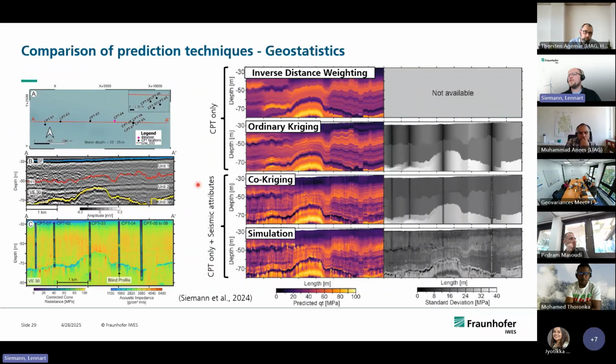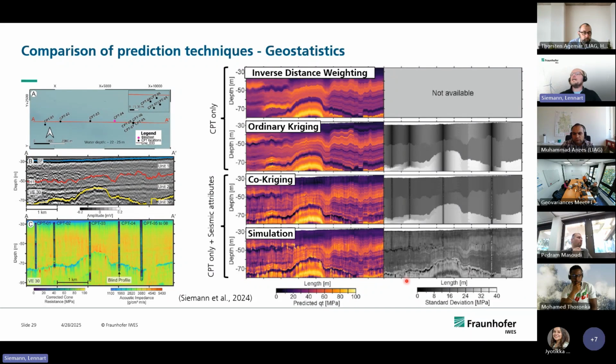And yeah, you can see some results. This is a direct comparison of the different methods. You can see this is CPT only. This is CPT plus seismic attribute. We have here the best estimate being displayed as a cone resistance, or the corrected cone resistance. And here we have a standard deviation. We see here simply the inverse distance weighting method, which naturally doesn't have a standard deviation, and kriging, co-kriging, and simulation. The direct comparison of the standard deviation is, of course, not quite correct, because it has a bit of a different nature, but we wanted to illustrate it anyway, to give the reader an impression of how it could look.